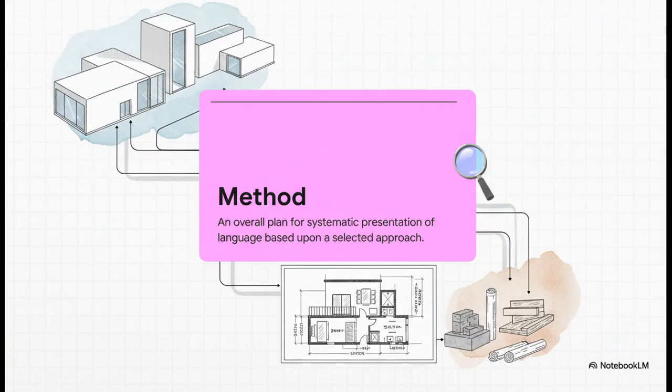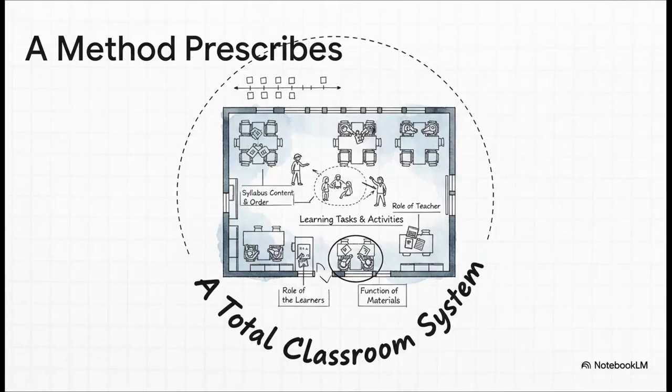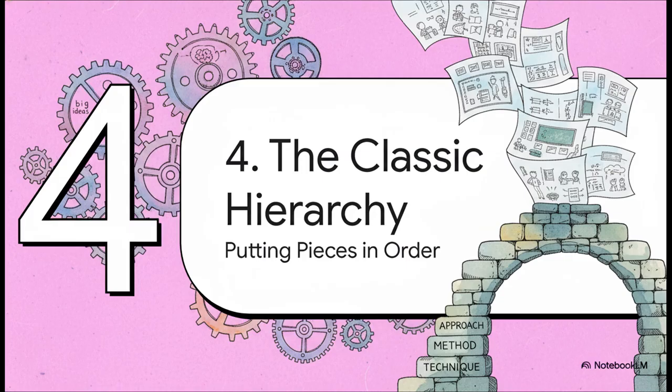Let's go back to our house analogy. If your approach is minimalist architecture, your method is the actual detailed blueprint for one specific minimalist house. It shows the layout, the materials, everything. And a method leaves absolutely nothing to chance. It maps out the entire syllabus, what you learn and in what order. It dictates the exact types of activities you'll do. It even defines the role of the teacher and how you're supposed to use your textbook. It's the whole shebang.